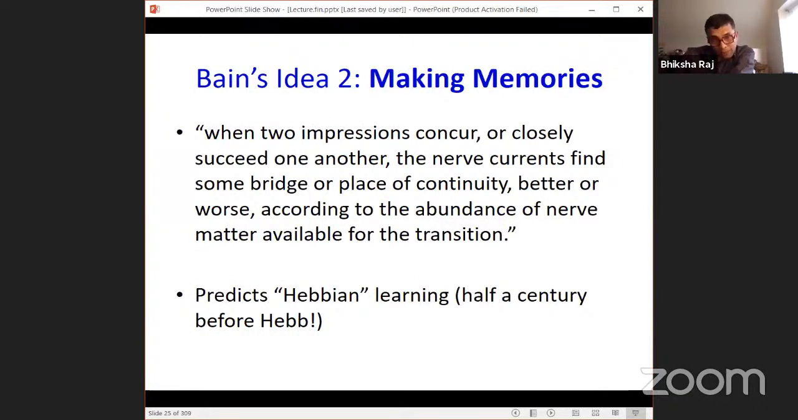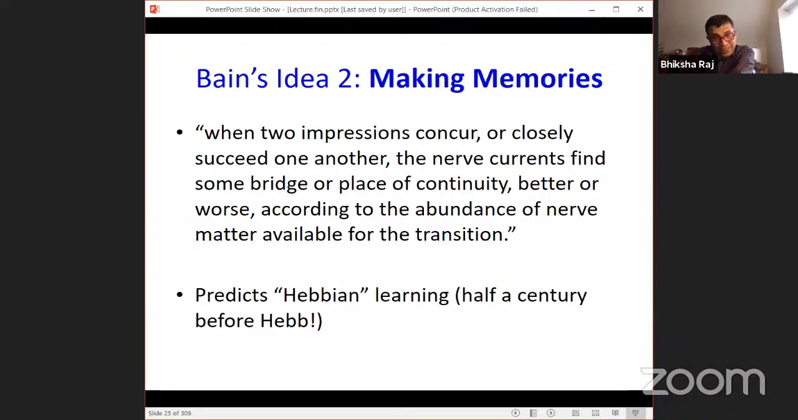Not only did Hebb come up with these exam models, he even came up with a model for how the network forms and learns to perform its computations. He said, "When two impressions occur, concur, or closely succeed one another, the nerve currents find some bridge or place of continuity, better or worse, according to the abundance of nerve matter available for the transition." So this is basically predicting Hebbian learning, which we'll hear about in a few minutes.